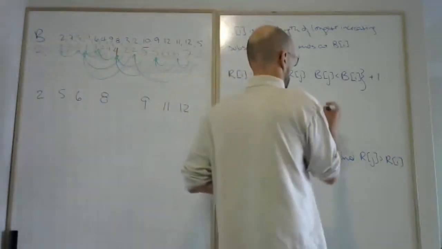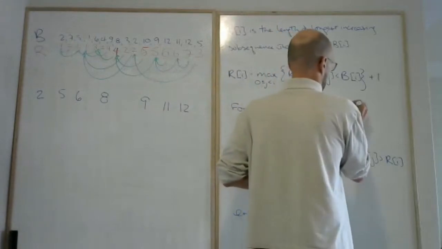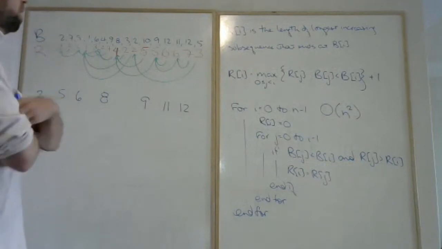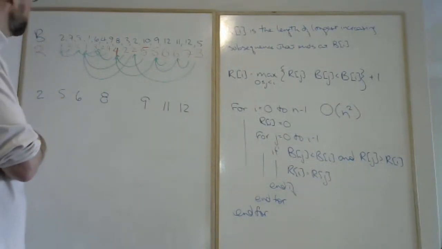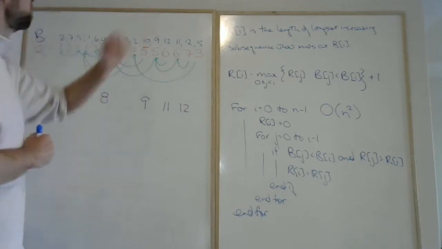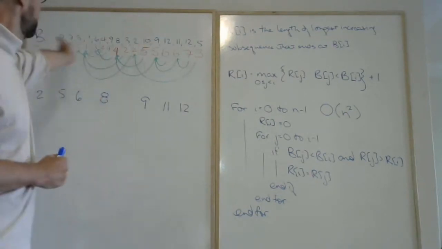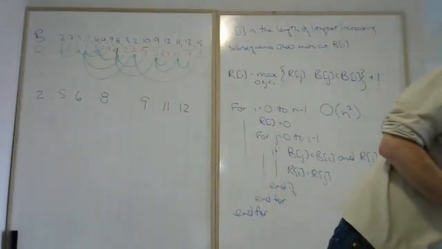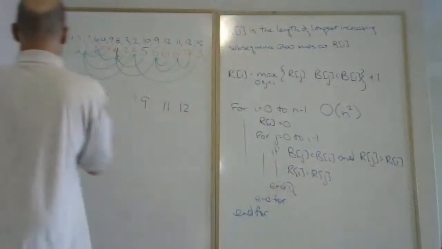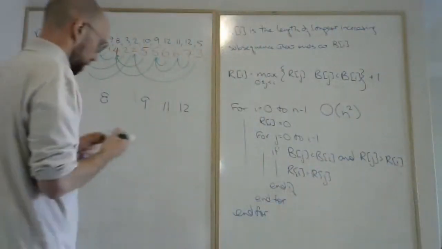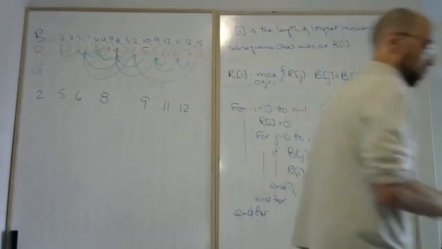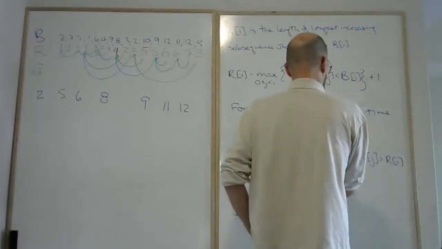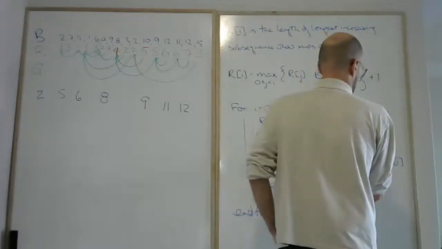So this is going to be O(n squared). That's not bad. How much space will it take? It will take like O(n), because apart from B, the only stuff we're using is R, and maybe this other green array G of pointers if we want to actually return the sequence. So O(n squared) time, O(n) space.